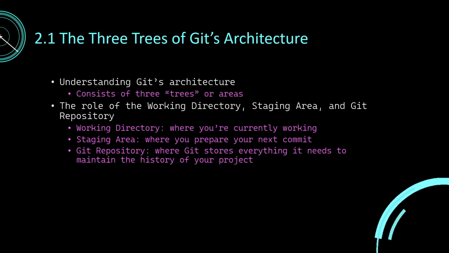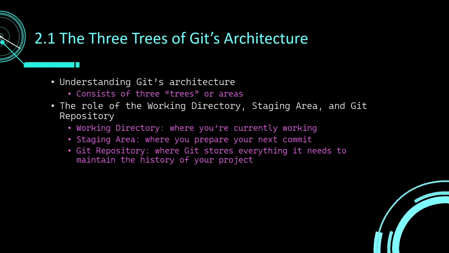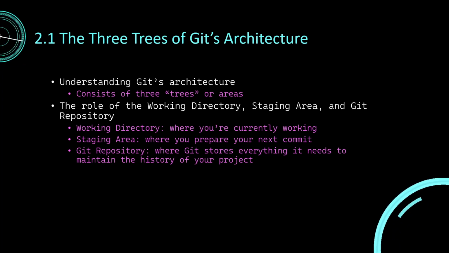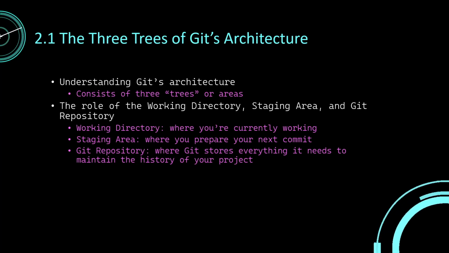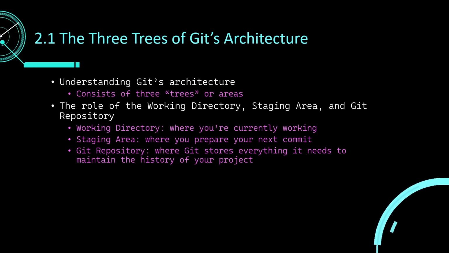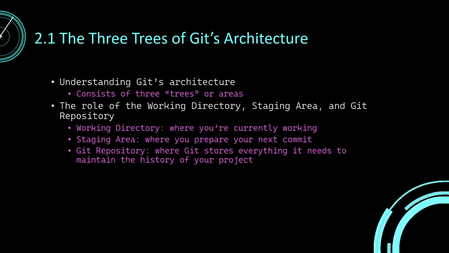So those three areas, the working directory, the staging area, and the Git repository, these are really the fundamental components of the Git architecture. And understanding how these areas interact is really the key to understanding how Git works.